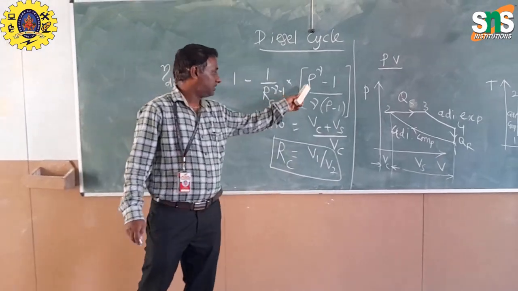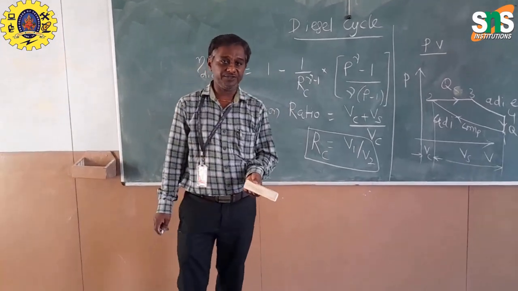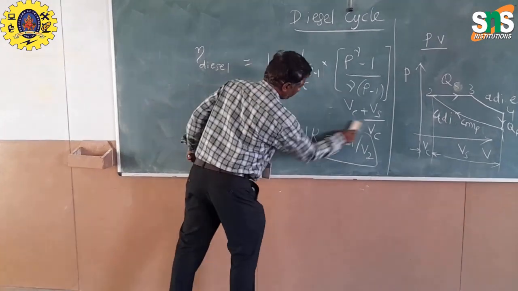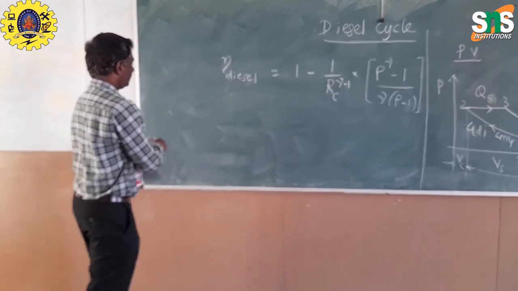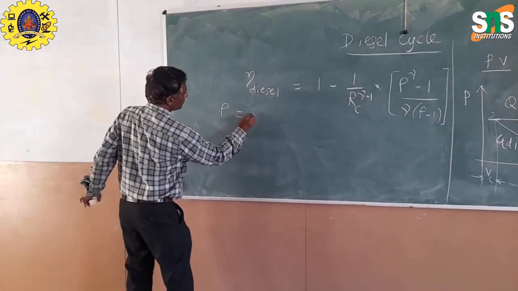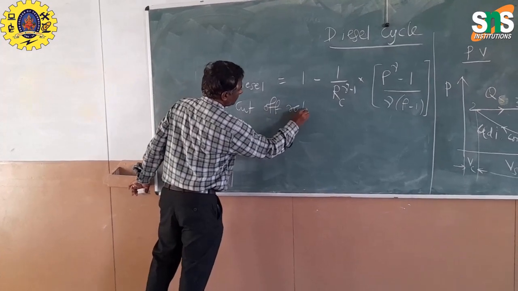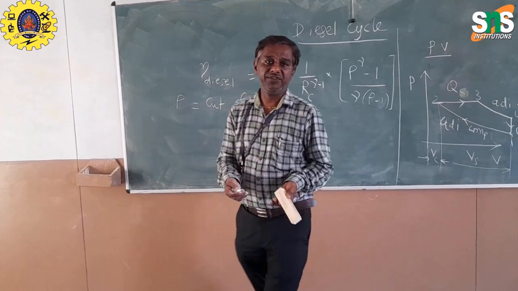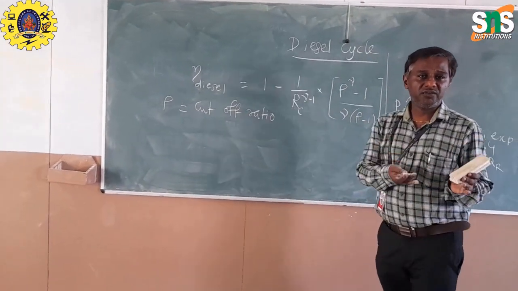Another one is rho. What is rho here? Rho is called the cutoff ratio. How can we define and identify this cutoff ratio? The cutoff ratio is also a ratio of volumes.